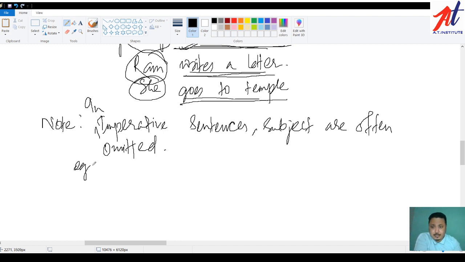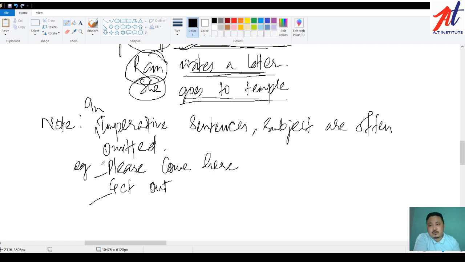"Please come here." In this sentence you can see that there is no subject. Or "Get out from here." These examples don't have a subject, but it doesn't mean it's not there; it has only been omitted. According to the grammar rule, in the case of imperative sentences, we need to consider the subject to be "you." So "you" should be considered the subject at all times in imperative sentences. Even if the subject is not visible, "you" is there at all times.